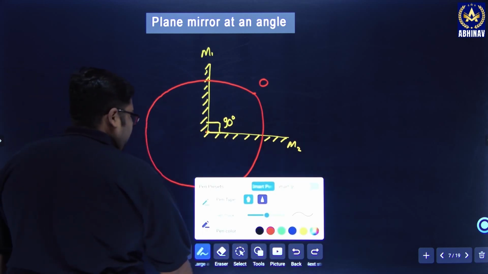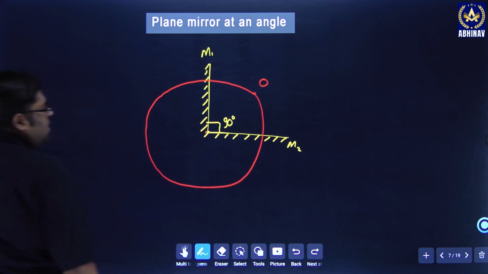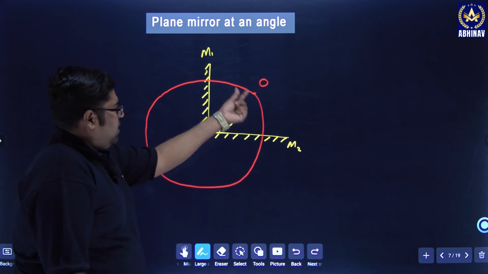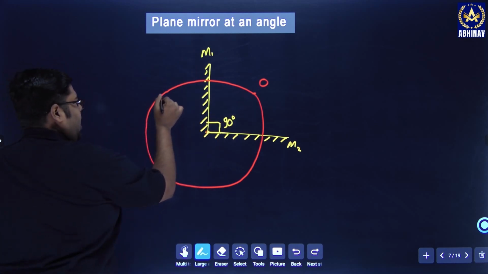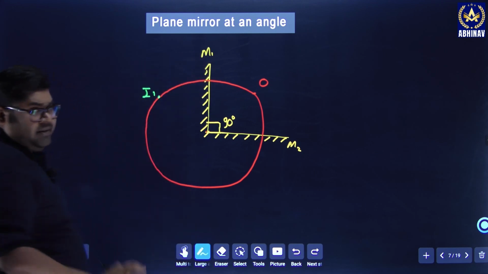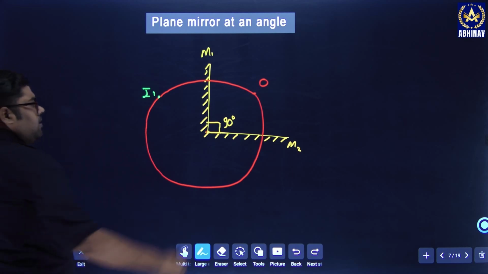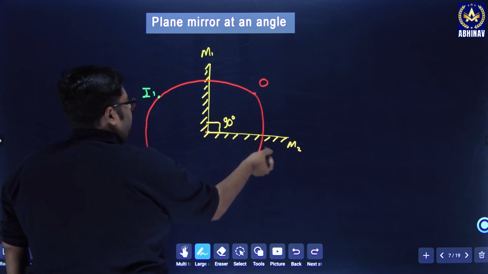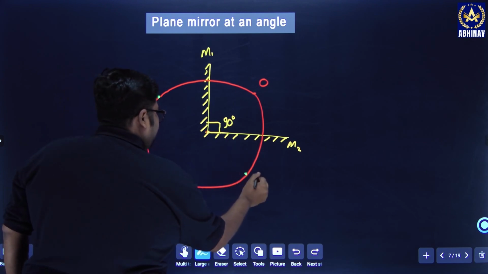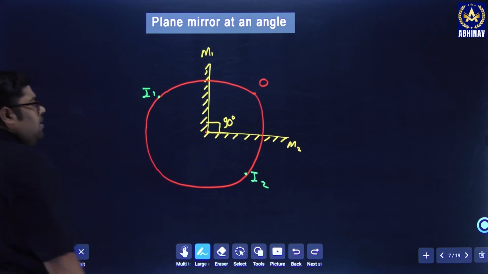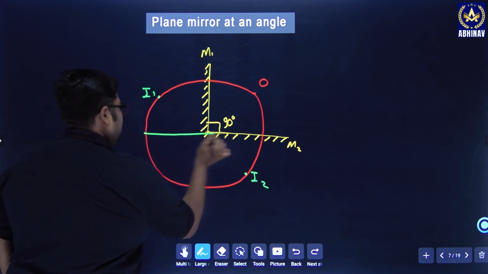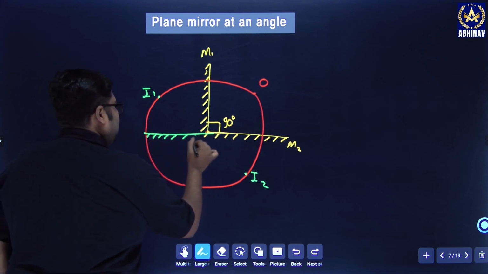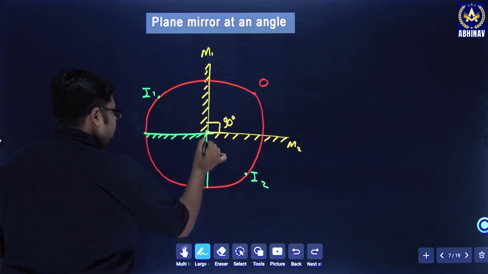Now, how many images will be formed? So see, this object O will give an image for mirror M1 exactly perpendicular to it. So here will be the formation of the first image from mirror M1. I hope that's understood. Similarly, this object will form an image for mirror M2 at this position, that becomes I2. Now don't give up. Again, if we extend these mirrors, now you are supposed to extend them. We are just extending the mirrors.